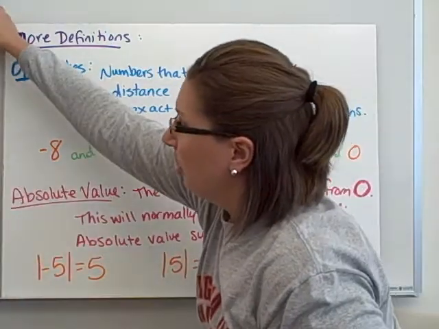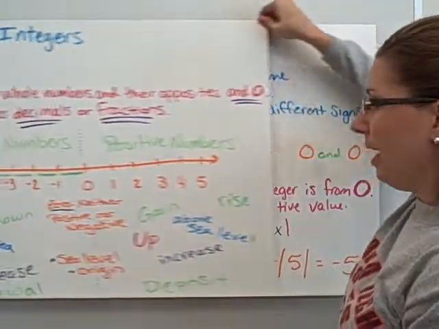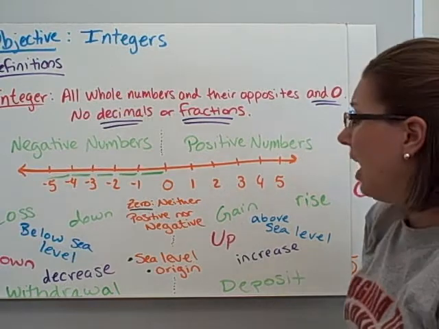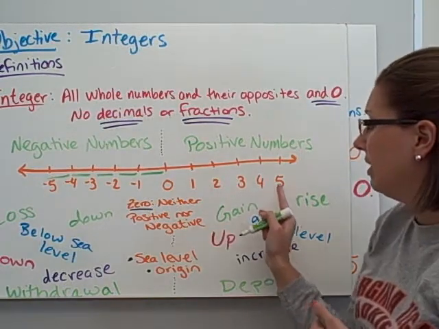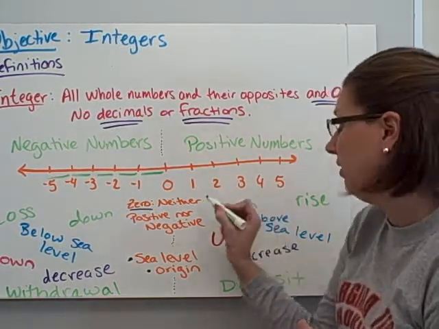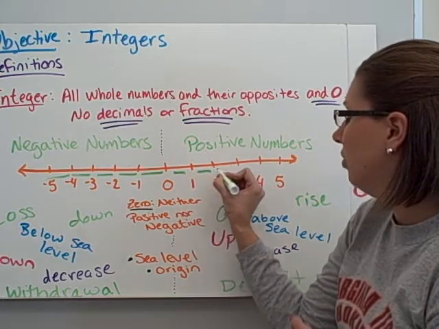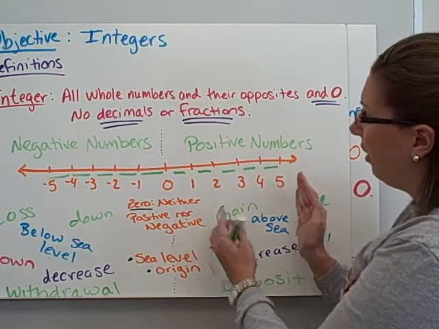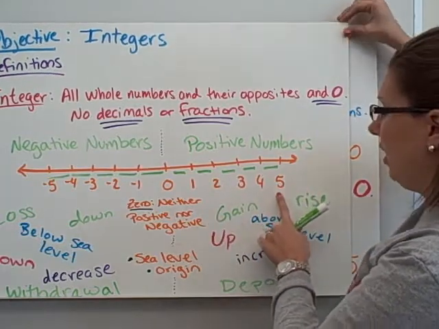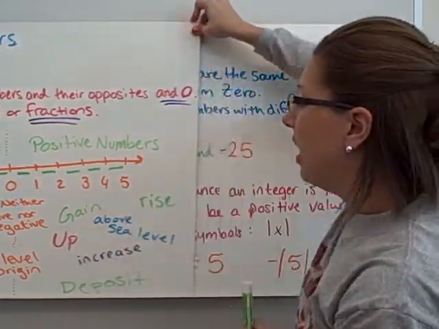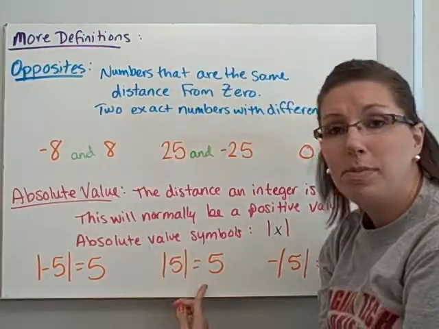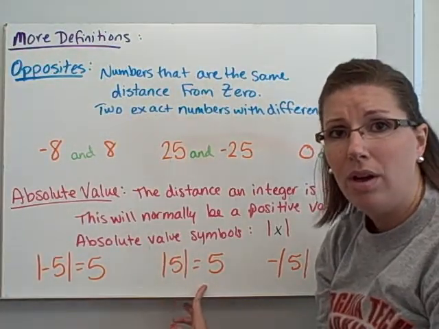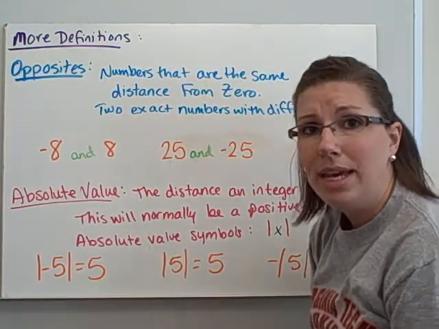Well, let's look at the number +5. If I go back to my number line and I count the spaces that the +5 is away from 0, 1, 2, 3, 4, and 5, the absolute value of +5 is also 5 because it is located 5 spaces away from 0. That's what absolute value means.